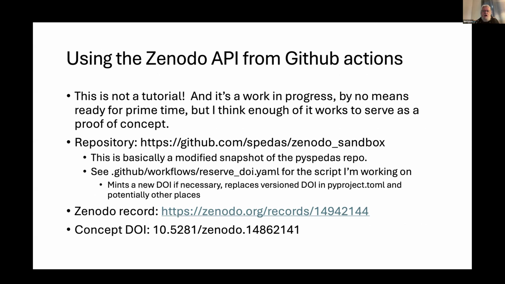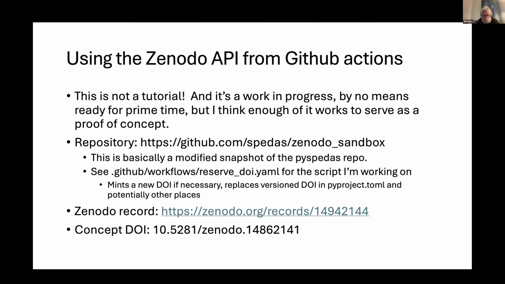So what I did is I cloned the PySpeed repository, and I just called it the Zenodo sandbox. And this is under our SpeedS organization, just like PySpeedS. And it's just a snapshot I took of the PySpeedS repo back in February. And then .github/workflows/reserve DOI.yaml is the GitHub workflow where I've been doing all this stuff with the Zenodo API.